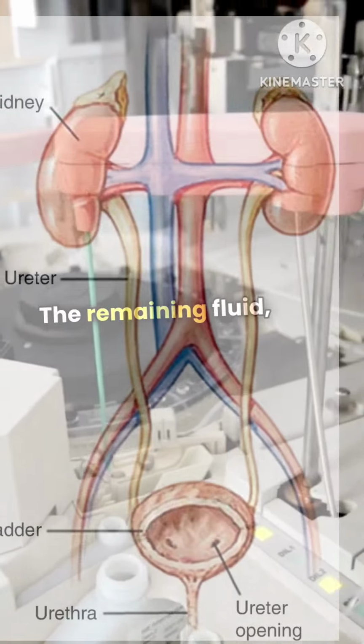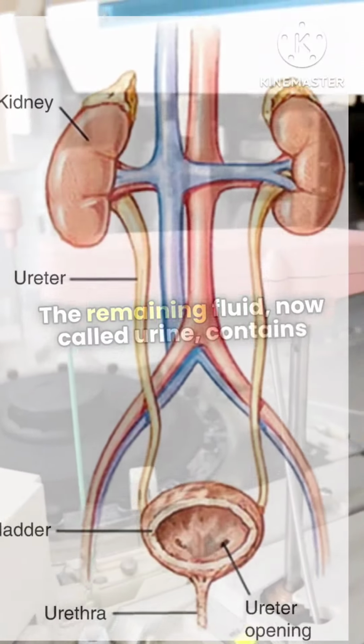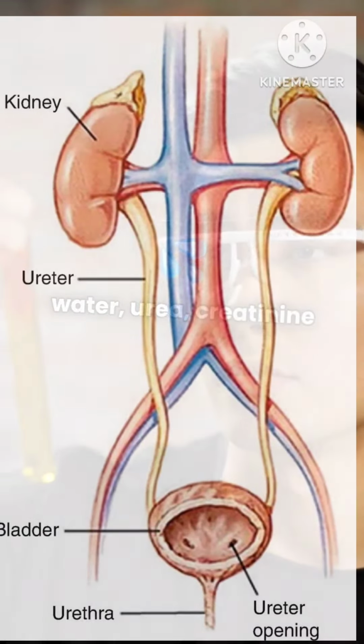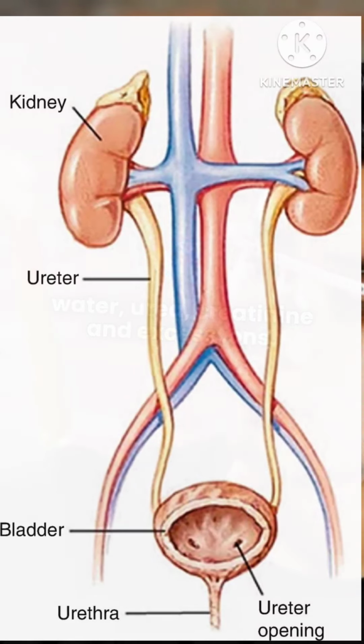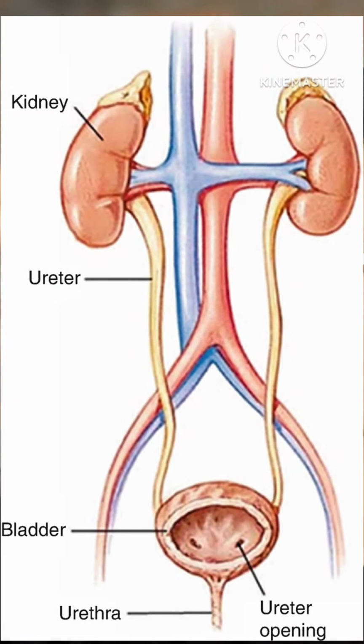The remaining fluid, now called urine, contains water, urea, creatinine, and excess ions. Urine flows from the tubules into the renal pelvis, then through the ureters to the bladder, where it is stored until excretion via the urethra.